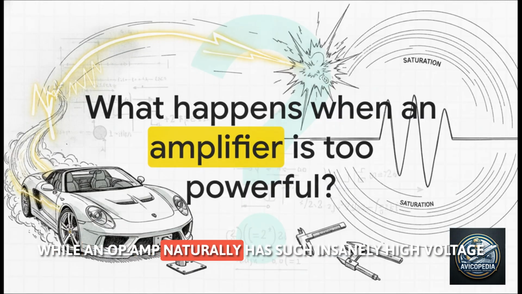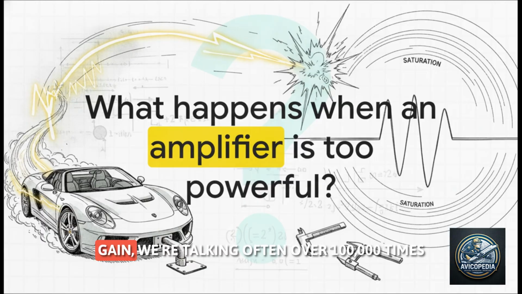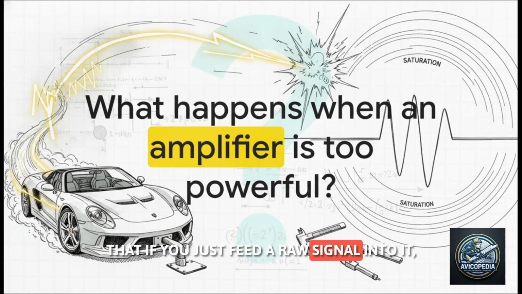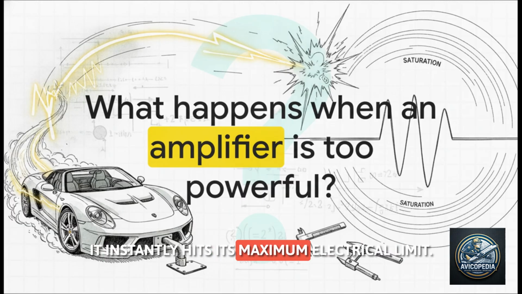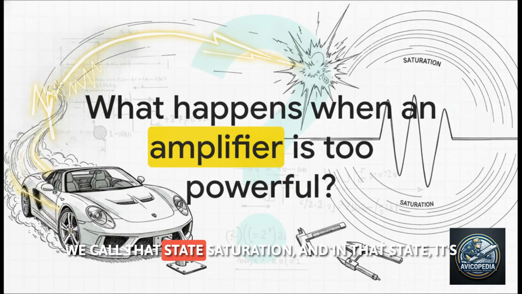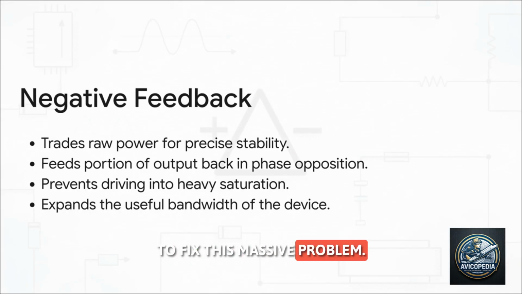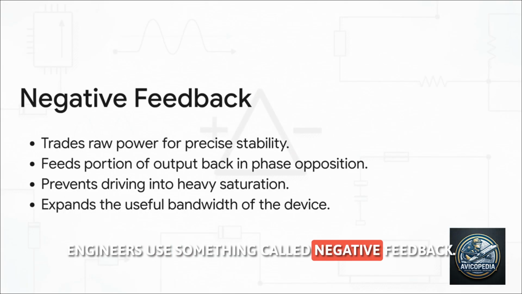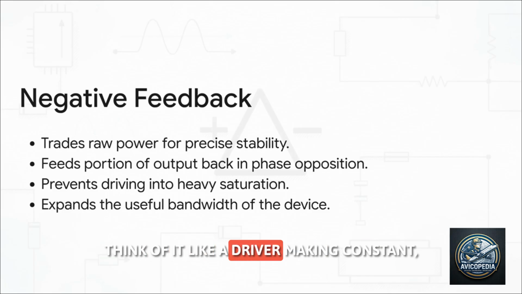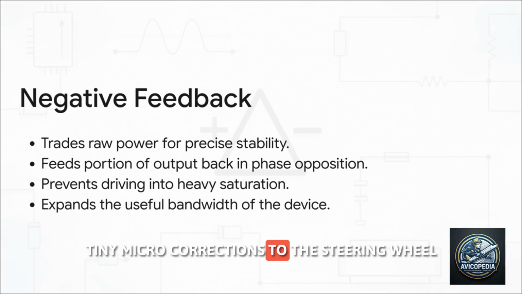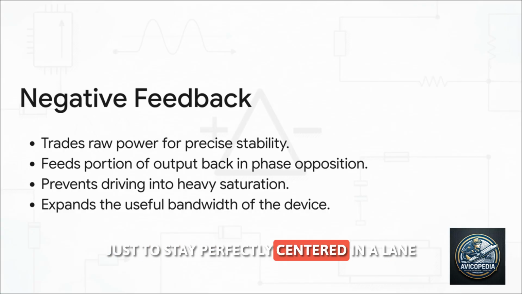Well, an op-amp naturally has such insanely high voltage gain, we're talking often over 100,000 times, that if you just feed a raw signal into it, it instantly hits its maximum electrical limit. We call that state saturation, and in that state, it's basically useless as a precise tool. To fix this massive problem, engineers use something called negative feedback. Think of it like a driver making constant, tiny microcorrections to the steering wheel just to stay perfectly centered in a lane.